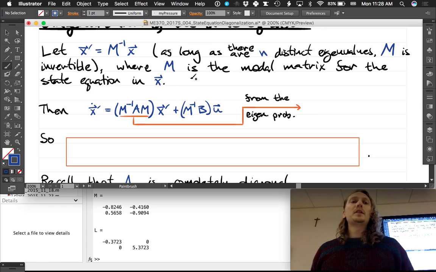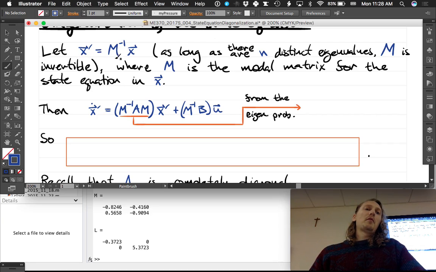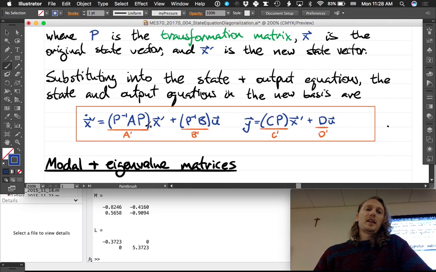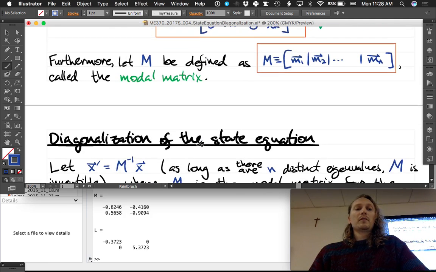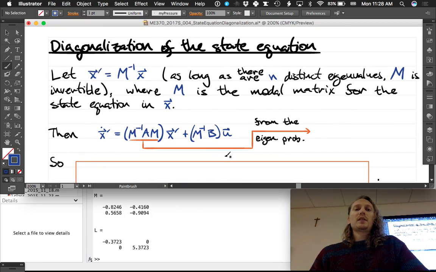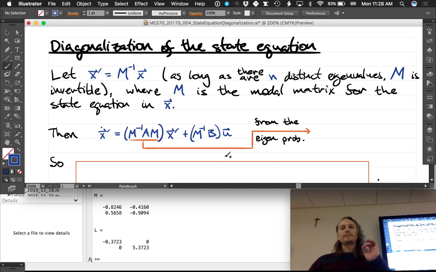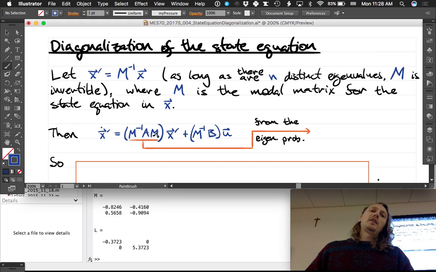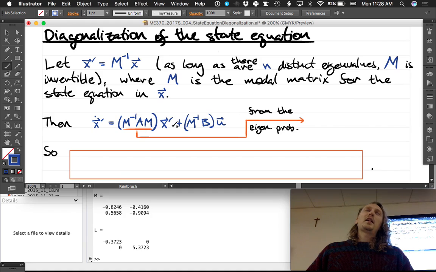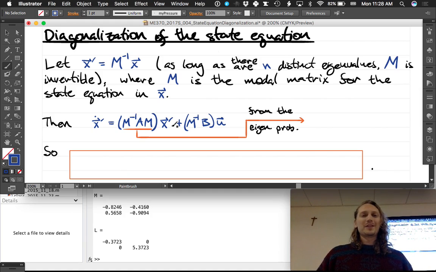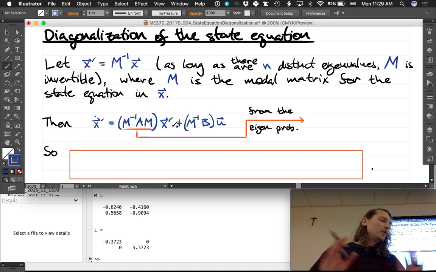Okay, so if we just plug x equals M x prime into the state equation, we get this. That looks exactly like this, except wherever you see a P, there's now an M. So here's the thing: this M inverse A M thing is sort of the big move that we make here.